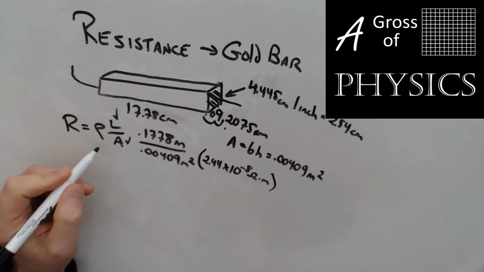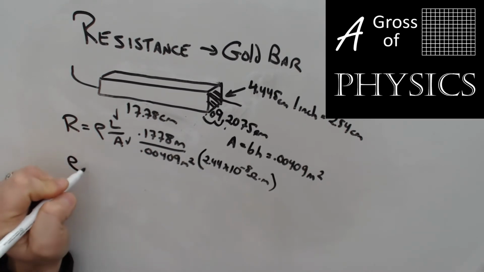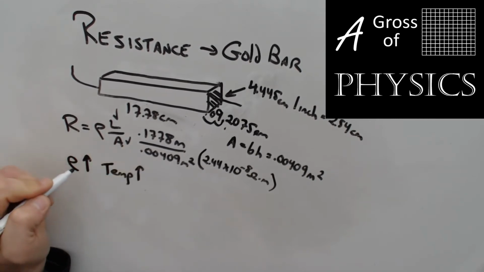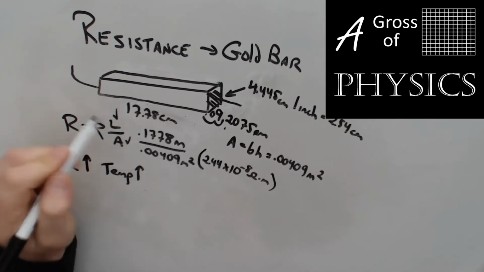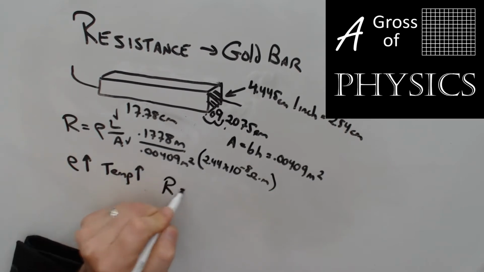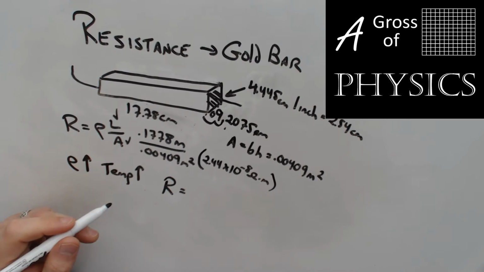In fact, resistivity will go up as the temperature goes up. So there's a direct relationship between the resistivity and the temperature. That's because as the average kinetic energy of the molecules increases, they vibrate more rapidly, and it's harder for the electrons to flow. So at this point, I just need to find the resistance. I'm going to multiply 0.1778 times 2.44 e negative 8, and I'm going to divide that by 0.00409.